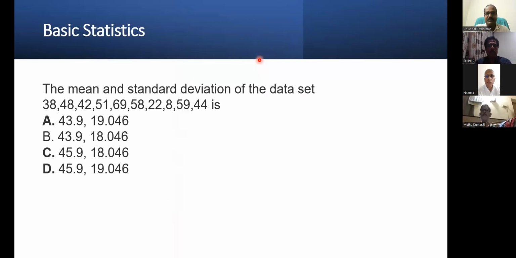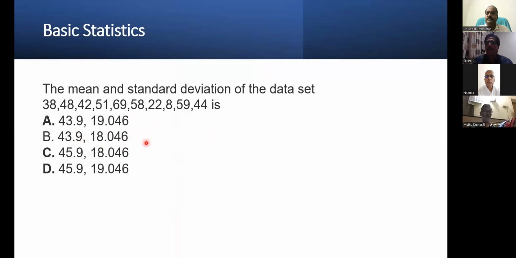So this is a simple question. I think all of you can easily handle it. The mean and standard deviation of a data set. If a data set is given, you can calculate the mean and you can calculate the standard deviation. If some of you do and tell me the answer, then straight away I can put a tick mark. I have done it already: 18.046 and then 43.9. Right?